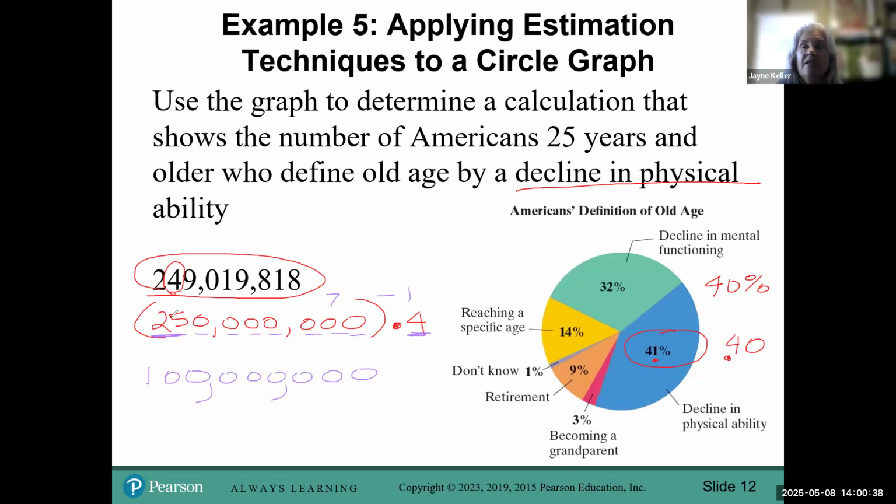And that makes sense, right? Because I said there were 250 million in all, so it makes sense that 40% is about 100 million. So about 100 million people in the US who are 25 or older would say old age is basically a decline in physical ability. What do you guys think about that one?